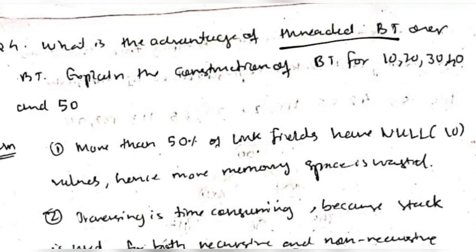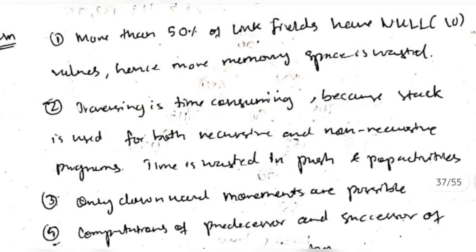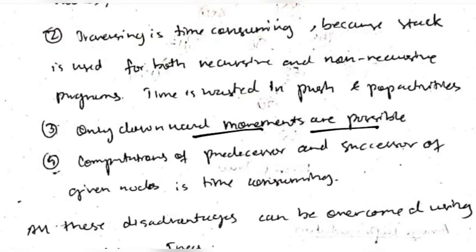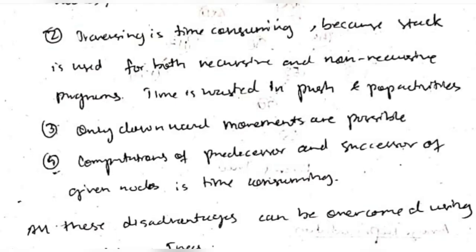What is the advantage of threaded binary tree over binary tree, and explain the construction for the binary tree. Okay, now see, the advantage is that in normal binary tree we will have more wastage of space because the null links are not utilized, and the time is also more consuming, and only downward movements are possible. But in threaded binary tree you can move upwards also, and computation of the predecessor and successor is time consuming in a normal tree because we won't have the link part for the predecessor and successor. But in threaded binary tree we'll have the predecessor and successor links. Okay, so that's more easier.